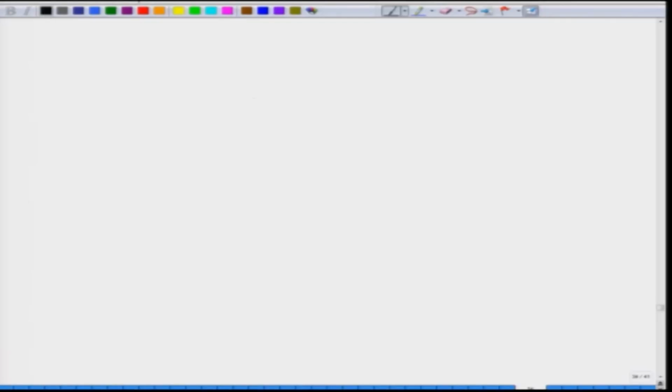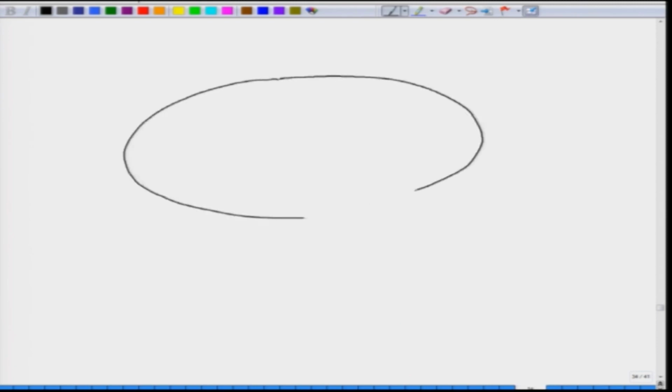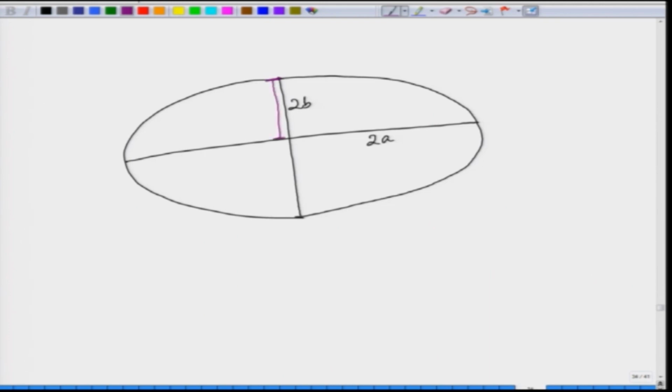Now, if you have a tree that has a non-circular cross section, so let us say that your cross section is elliptical. In the case of this ellipse, you will have a major axis and a minor axis. So, let us represent the major axis as 2a and this as 2b. So, this is b and this is a. Now, when you use your tape to measure the perimeter, this is the perimeter of the ellipse.